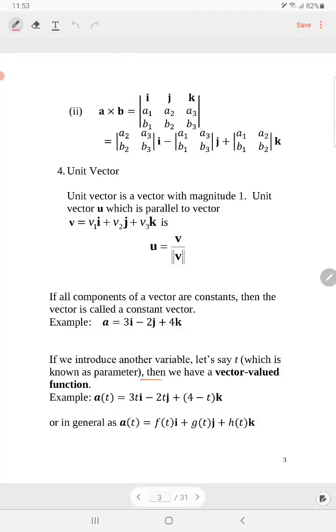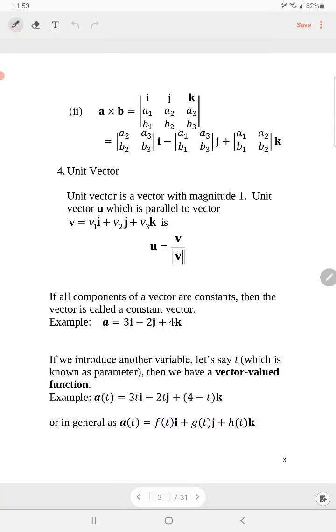But if, let's say, we introduce another variable, let's say t, then t is known as a parameter. Then what we have is a vector valued function. An example of a vector valued function is vector A here. As you can see, the x component consists of the parameter t, 3t. The y component also consists of the parameter, and the z component also consists of the parameter t. Then this vector is known as a vector valued function, or in short a vector function.